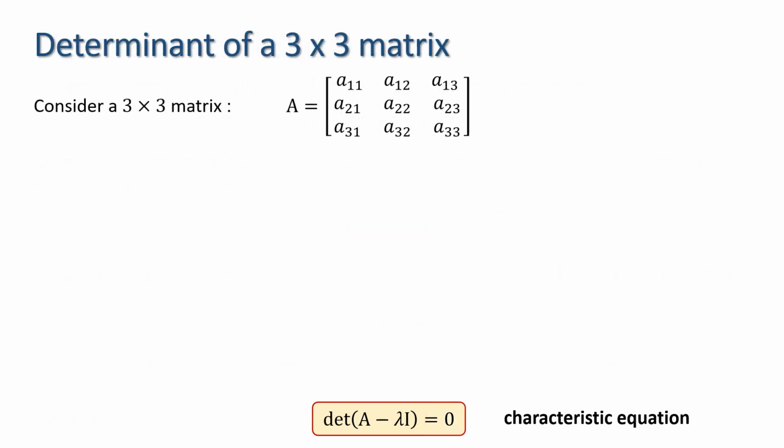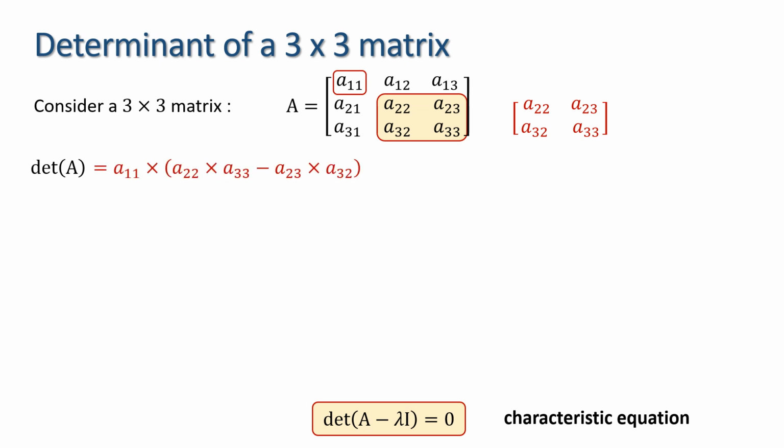Now, before we proceed, we need to remind ourselves how to find the determinant of a 3x3 matrix. Given a 3x3 matrix A, such as the one shown here, the determinant is calculated as follows. We first take the first element of the first row and multiply by the determinant of this submatrix, giving A11 times (A22 times A33 minus A23 times A32).